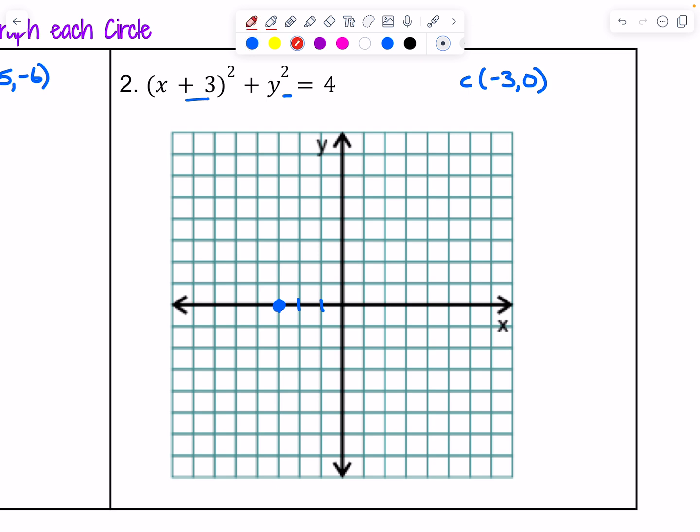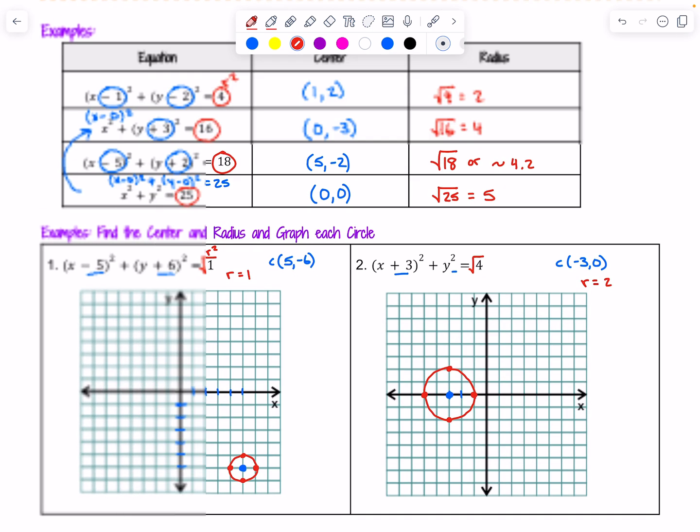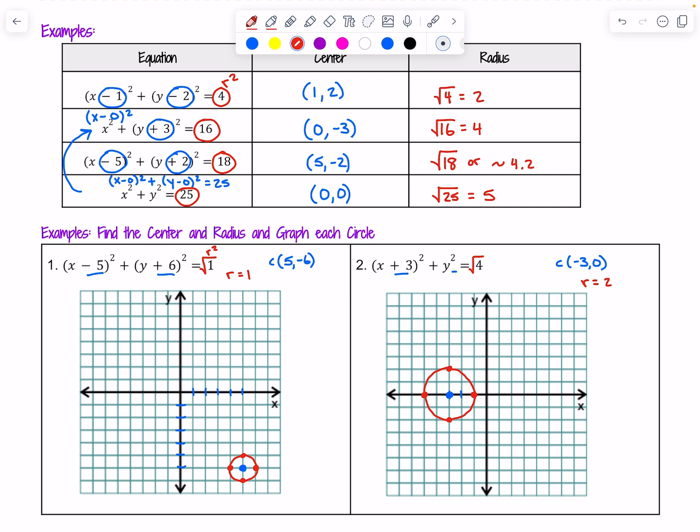And then my radius would be the square root of 4, which would just give me 2. So from the center point, I need to go 2 units to the right and put a point, 2 to the left, 2 up, and 2 down. And then just draw a circle as best you can. All right, so that is it for circles that are in standard form.